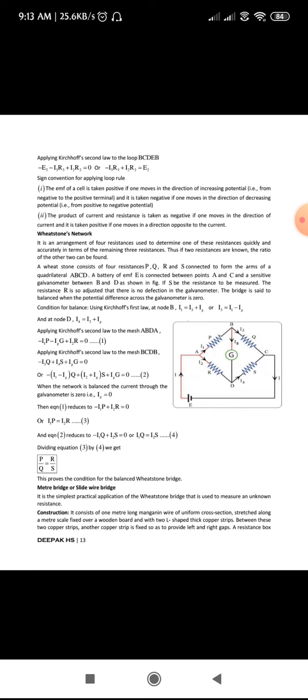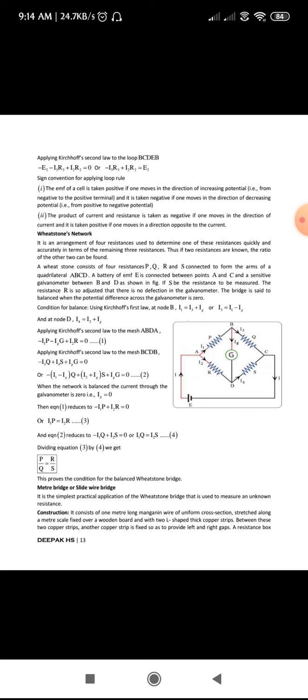Next, you can see that terminals A and C have been connected to the battery. The positive terminal of the battery has been connected to A, and the negative terminal of the battery has been connected to C. I is the current flowing. Now, let us assume that you don't know the value of the S resistor.